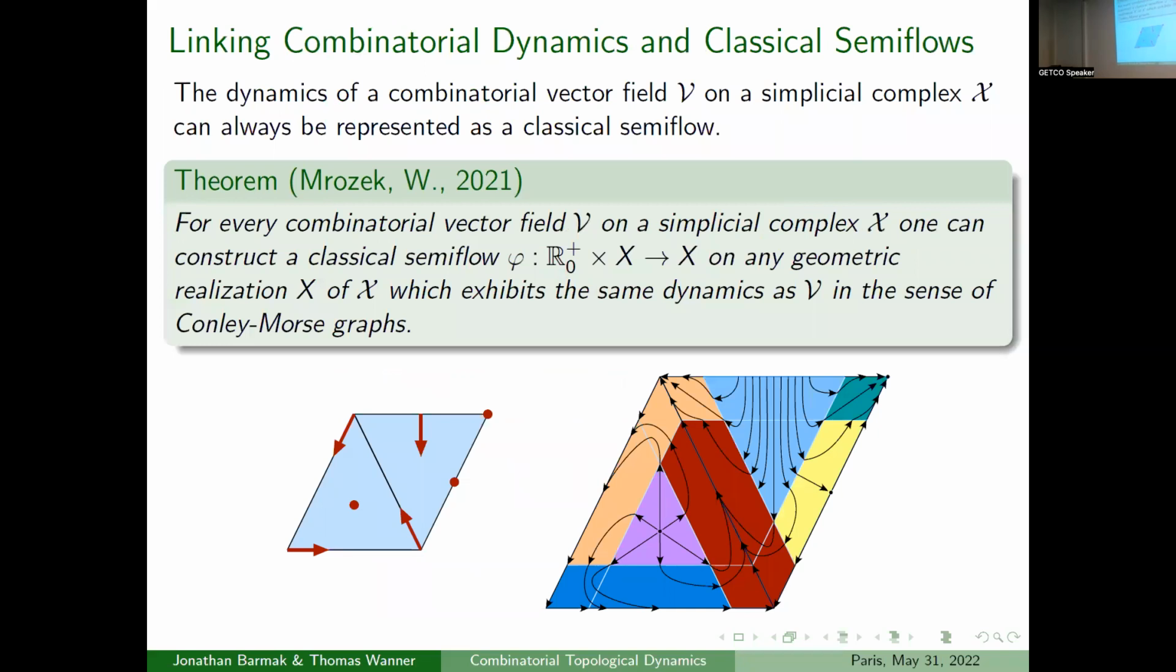And this is my last slide in this middle part of the tutorial. You can actually make these cartoon systems that I talked about, and that I always put up there, precise. You can actually prove a result, published last year, where if you take an arbitrary Forman vector field on the simplicial complex and any geometric realization of the simplicial complex, you can explicitly construct a semiflow on that geometric realization that has exactly the same dynamics as the combinatorial dynamical system in terms of its Conley-Morse graph.